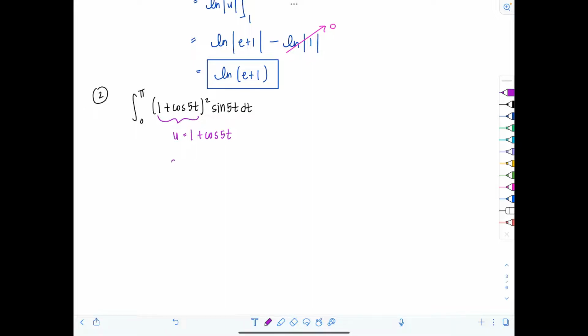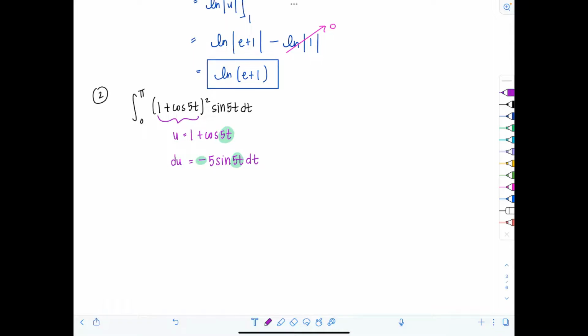The derivative du is going to be nice because derivative of 1, that's 0. Derivative of cosine 5t is going to be a negative sine 5t times 5 because of the chain rule, right? And then we still have our dt. So when you take the derivative of cosine something, it's negative sine of the same something. And then we have to apply the chain rule and multiply by the derivative of the something, in this case the 5t, which is just 5. All right, lovely.